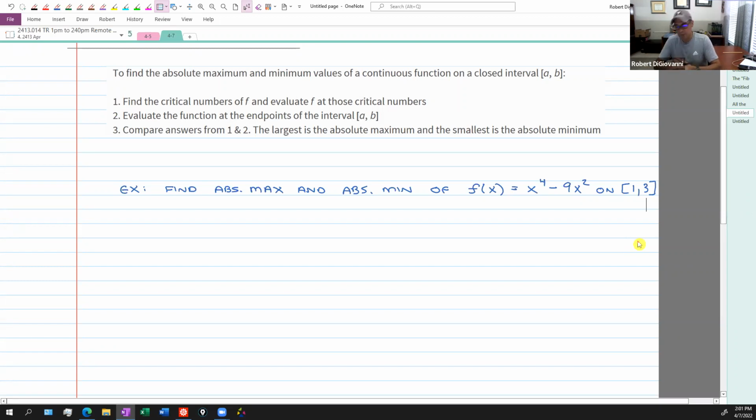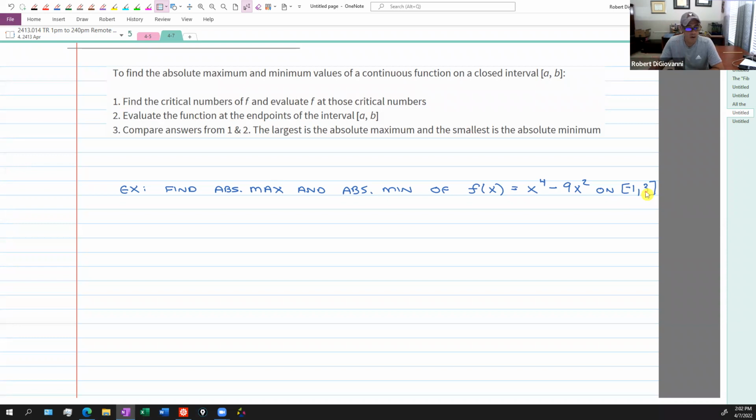Let's make it -1, 3. So we have this function, right? And I want to know between 1 and 3, if you were to draw me that function, what's the highest value you're going to get out and what's the lowest value you're going to get out? Okay, that's what I want to know.